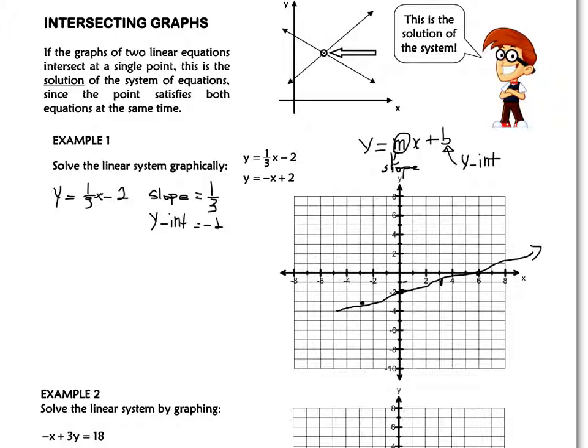Oh, so squiggly, sorry. And then our next equation has y equals -x plus 2, so that would mean the slope would be -1, and the y-intercept would be +2. So we would start at a y-intercept of 2, and a slope of -1 means down 1, right 1. Down 1, right 1, down 1, right 1.